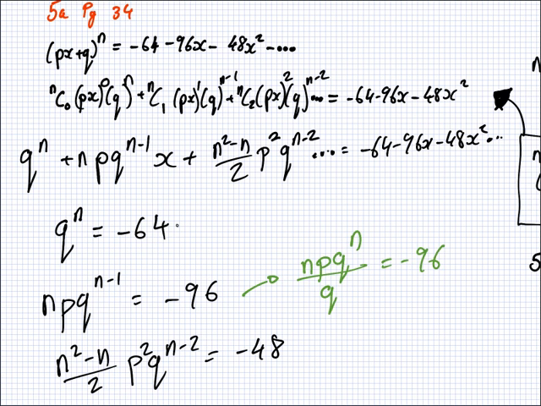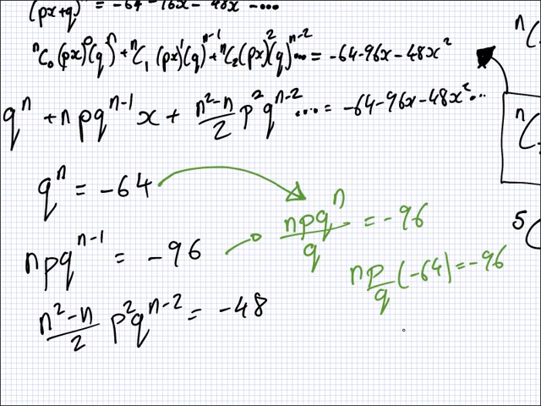So this guy here, we have a couple of choices. We could put that in here for q^n. So then you end up getting np over q times minus 64 equals minus 96. So that gives me p over q equals 96 over 64. Is that 3 over 2? Yeah, 3 over 2n, if you divide the n down.